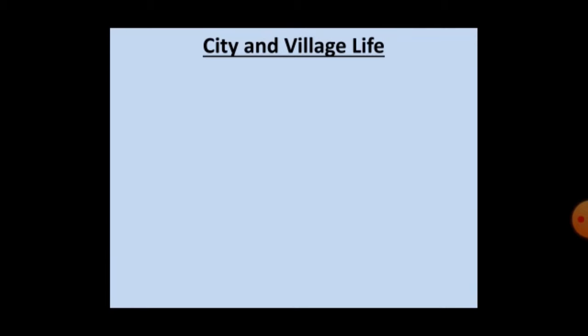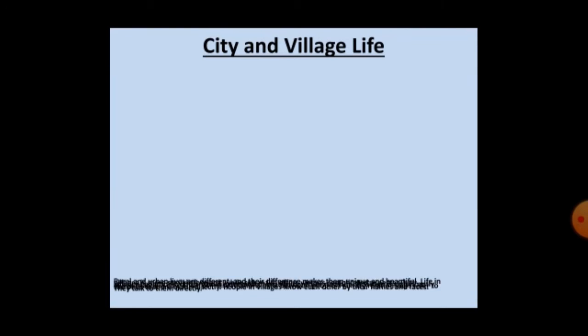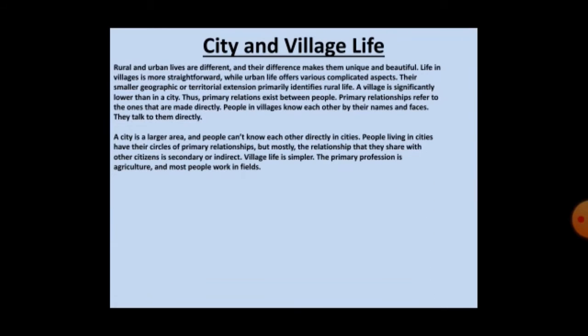So now I move towards our essay, city and village life. Here you see an example of a compare and contrast essay. In the first line you see, rural and urban lives are different, their differences make them unique and beautiful. In this whole essay you see differences and similarities between these two, city and village life of the people. Life in villages is more straightforward, while urban life, or urban means city life, offers various complicated aspects. Their smaller geographic or territorial extension primarily identifies rural life.